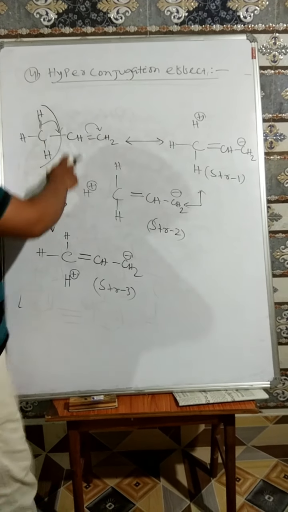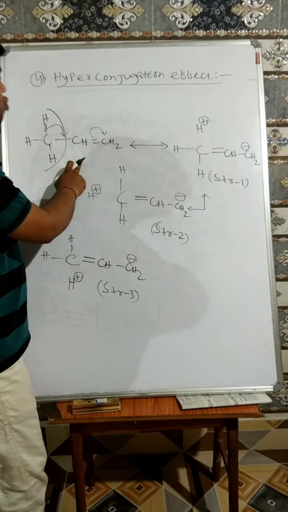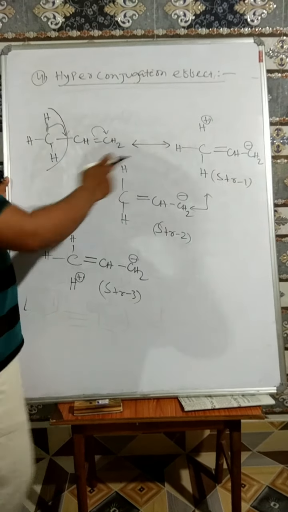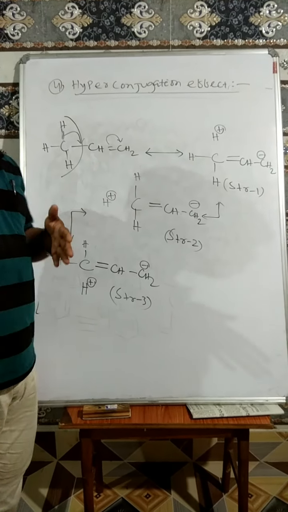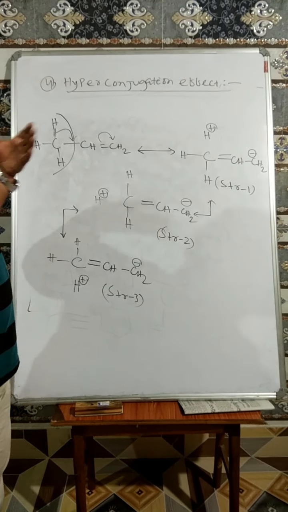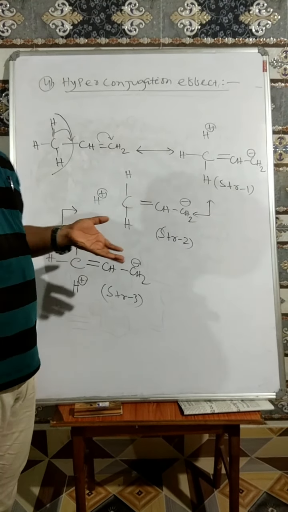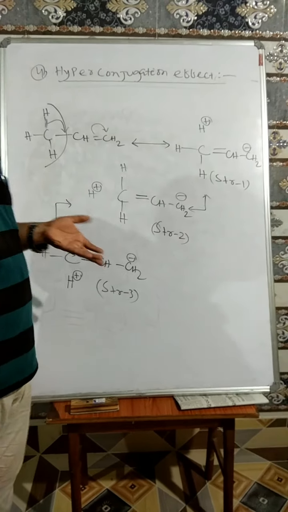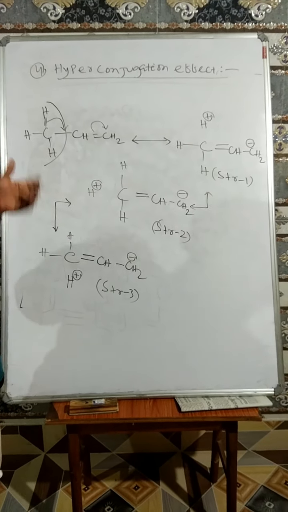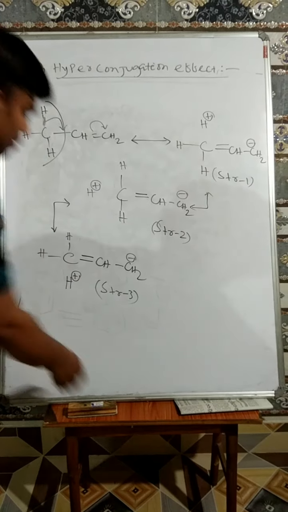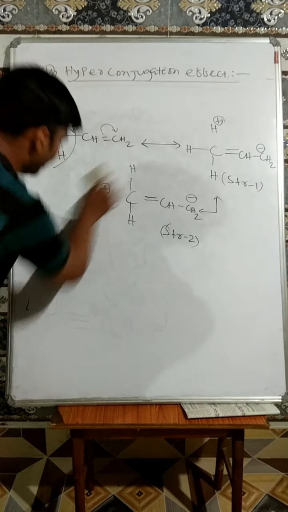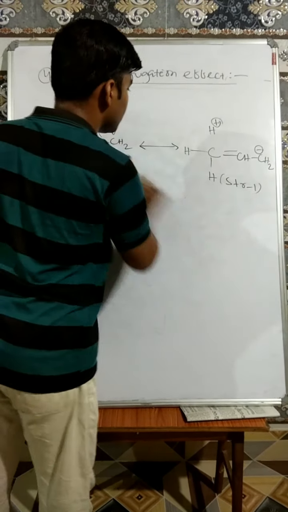So that propene molecule can show 3 hyperconjugative structures. So friends, if a molecule carries the maximum number of alpha hydrogen atoms, then it can show the maximum number of hyperconjugative structures. And if your molecule shows the maximum number of hyperconjugative structures, then it is more stable, we see. So the propene molecule can show 3 hyperconjugative structures.